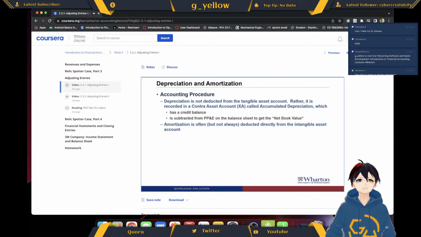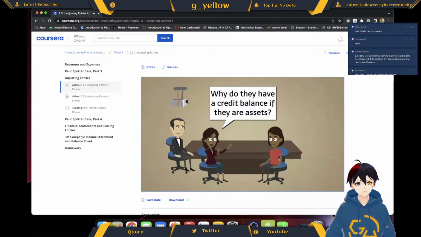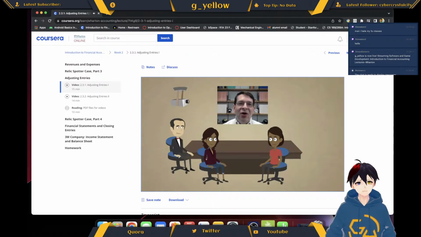Where do contra assets fit into the balance sheet equation? Why do they have a credit balance if they are assets? I admit that it's hard to get your head around this notion of a contra account. Let me pull up the Super T account to show you where a contra asset sits on the balance sheet.